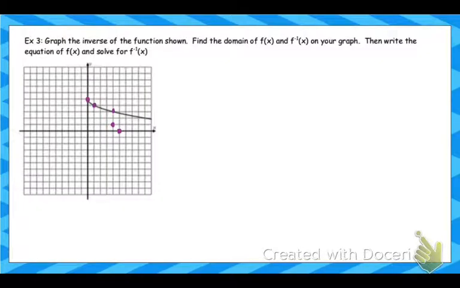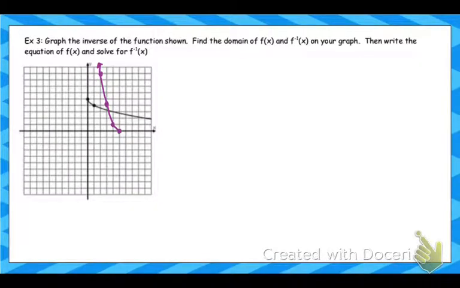I also have the point 4, 3, which would become 3, 4. And the last point I have is 9, 2, which will become 2, 9. So my inverse is these purple dots right here. Now, if you look at it, it looks like half of a parabola. And we'll get into that, and you'll see it's going to end up being just that.